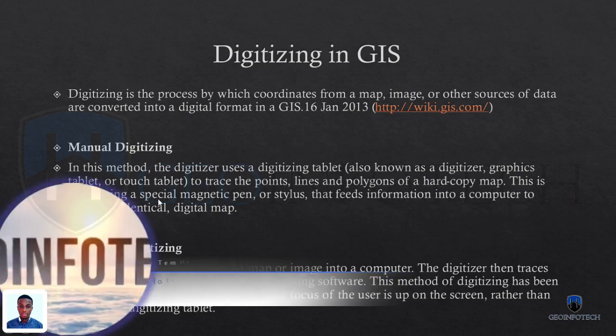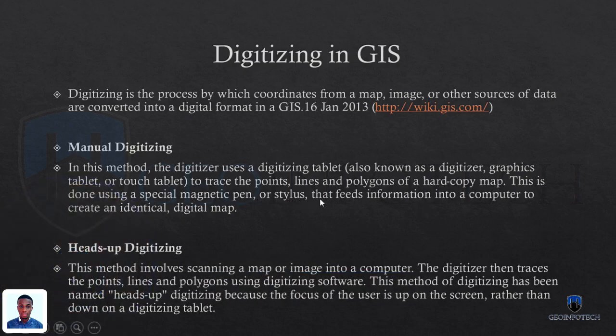This is done using a special magnetic pen or stylus that feeds information into a computer and creates an identical digital map. So this is more like a manual way. You just trace it out as if you are drawing with a pen on a map. But heads-up digitizing is where you have a raster map overlaid in your software and you trace out all its details in points, lines, and polygons, for which we are going to be using ArcGIS, ArcMap.